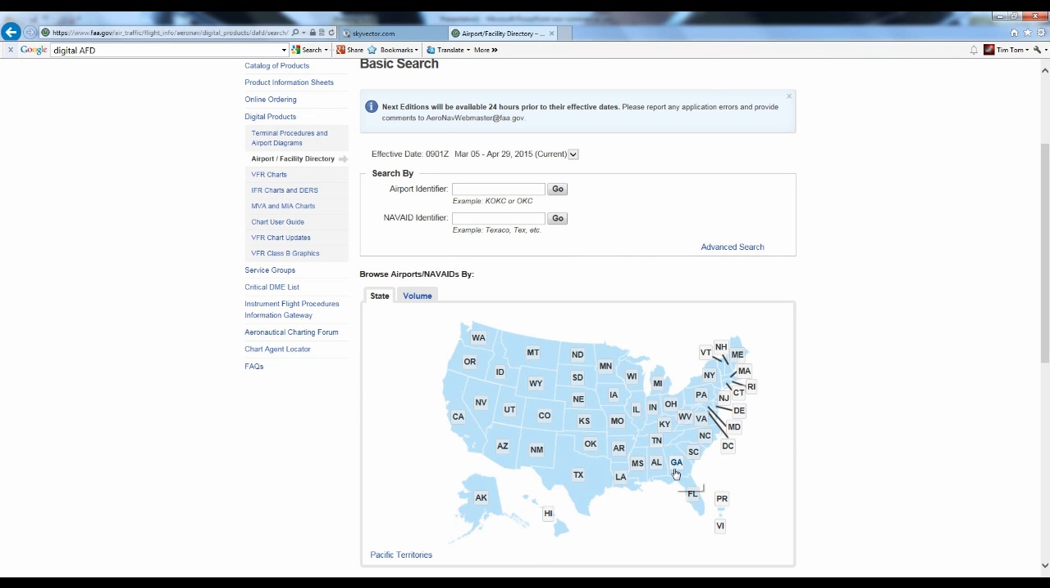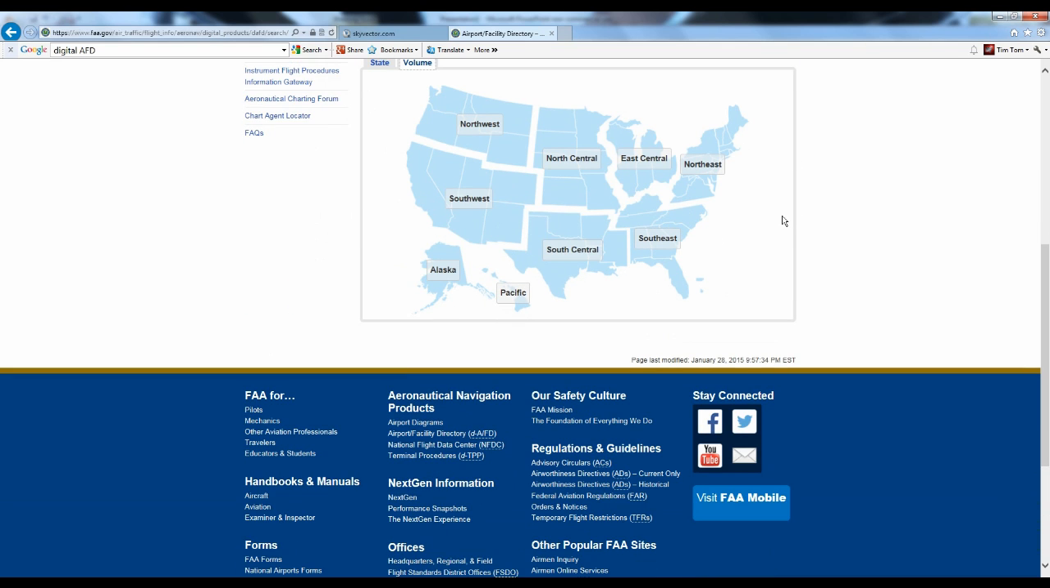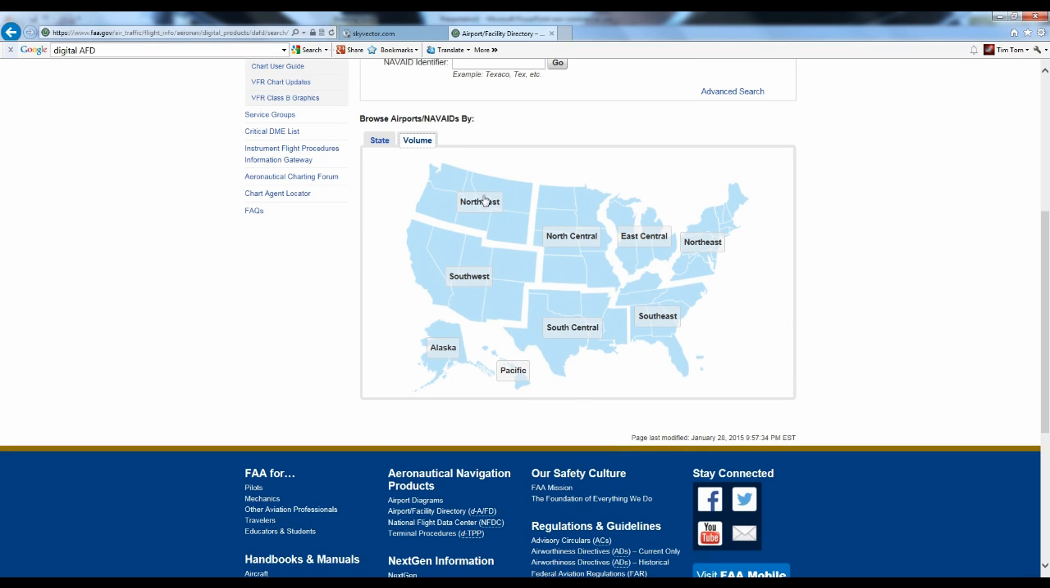You could sort by state or sort by volume. So AFDs are divided up into volumes. This is their coverage area. AFDs will list information about everything in this volume area. Let's go to the southeast because that's where we've been focusing.